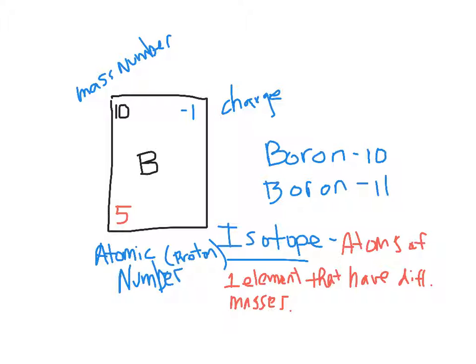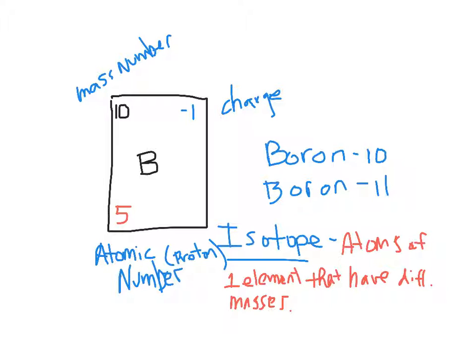So what we see here is that we have boron 10, which is stable, and we have boron 11, which is stable. 10 is stable, 11 is stable. 2 different masses, same element. They both have 5 protons, but boron 10 has how many neutrons? Hopefully you're thinking 5, because 5 plus 5 is 10. That means boron 11 has how many neutrons? I hope you're thinking 6, because 5 protons plus 6 neutrons gives you a mass of 11.